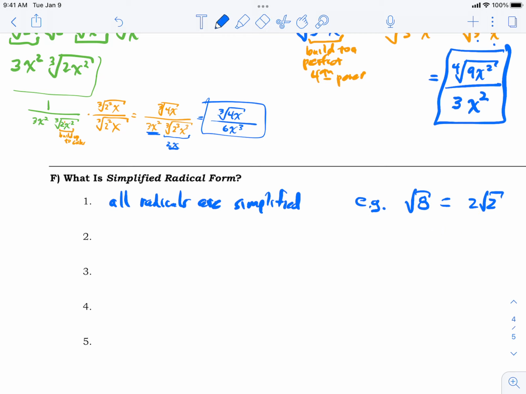What's another thing? No radicals in the denominator. That's huge.